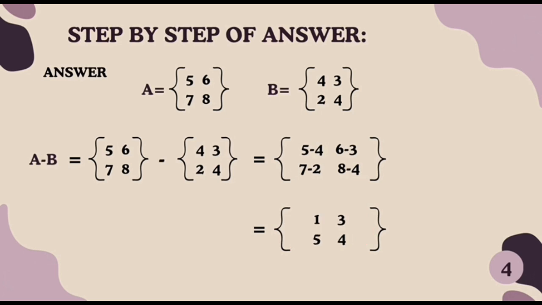The second question is, what is the matrix of A minus B? Matrix A minus B is equal to the elements 5, 6, 7, 8, minus the elements 4, 3, 2, 4. Subtract each element of matrix B from matrix A. Let's start with 5 minus 4, 6 minus 3, 7 minus 2, and 8 minus 4. And let's simplify each element. 5 minus 4 is equal to 1, 6 minus 3 is 3, 7 minus 2 is 5, 8 minus 4 is 4. And now, the matrix of A minus B is equal to 1, 3, 5, 4.